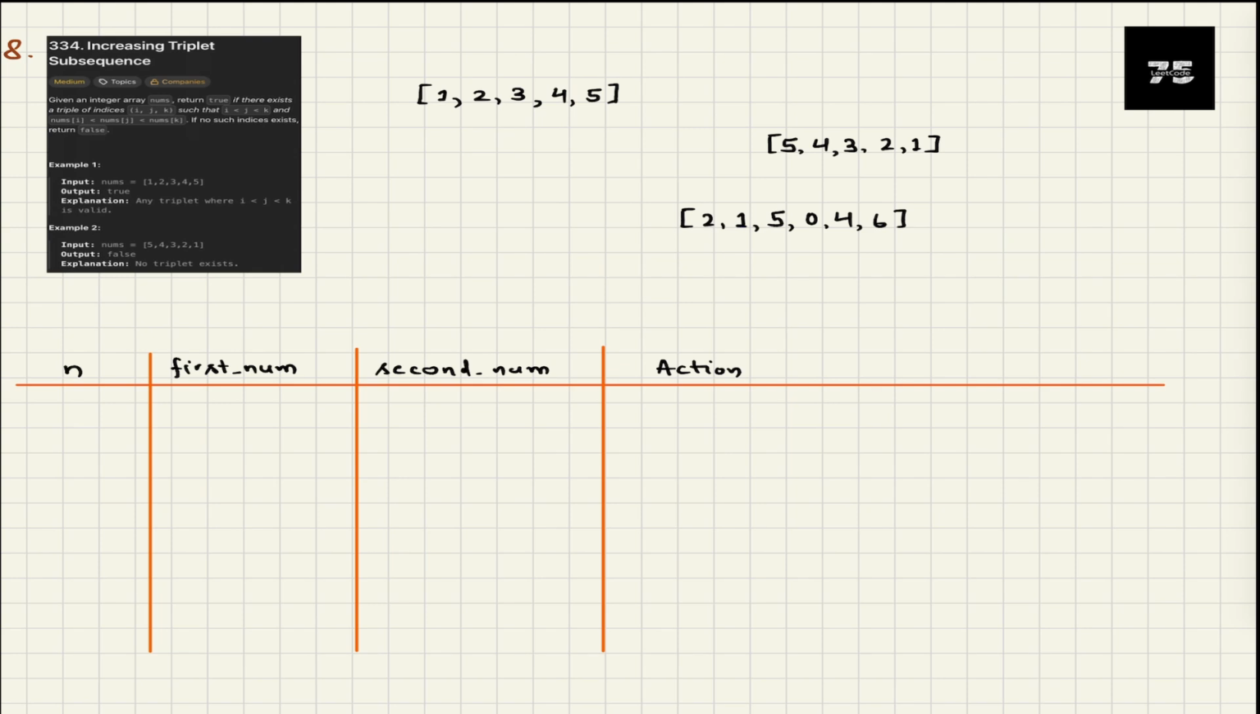So, what is being asked in this question is that we have to return true if we are able to find triplets such that i is less than j and j is less than k, and also their values follow the same rule, which is nums of i should be less than nums of j and it should be less than nums of k.